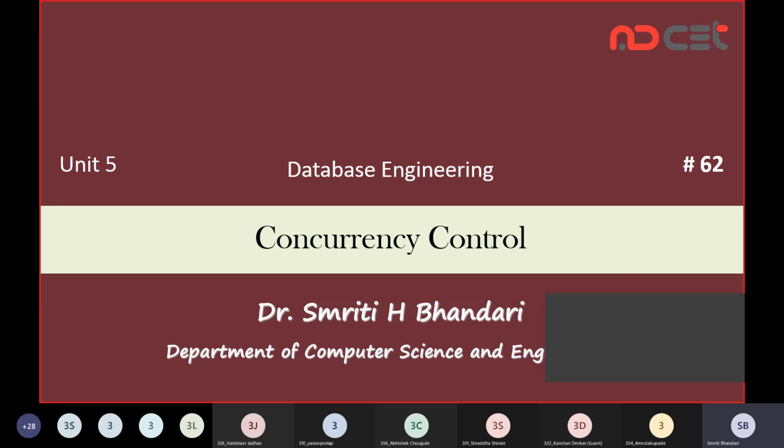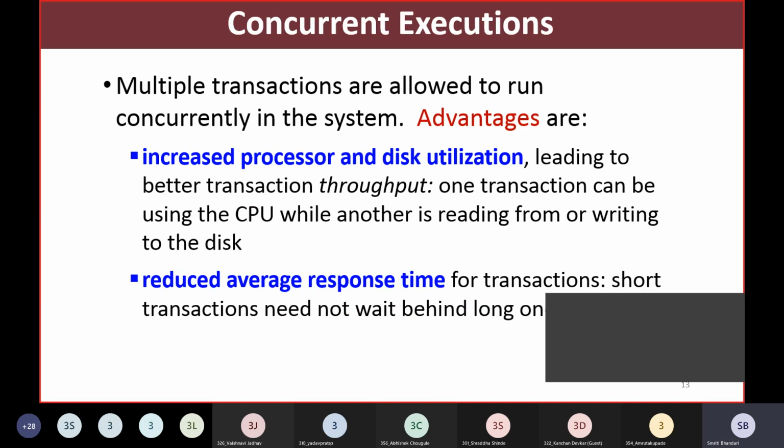So today we are going to discuss concurrency control. So let's proceed with a few important points related to concurrent execution of transactions. In modern database management systems, multiple transactions are allowed to run concurrently in the system. It is not the case that only one transaction is present and running at a time. It may happen that several transactions are concurrently executing in our system.